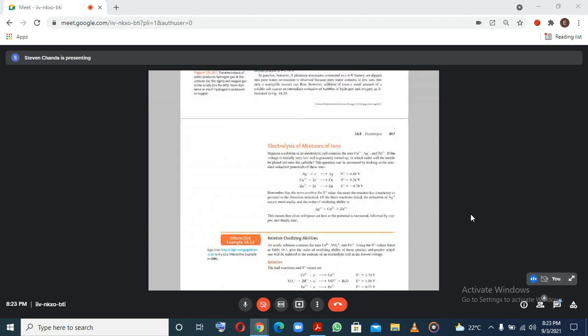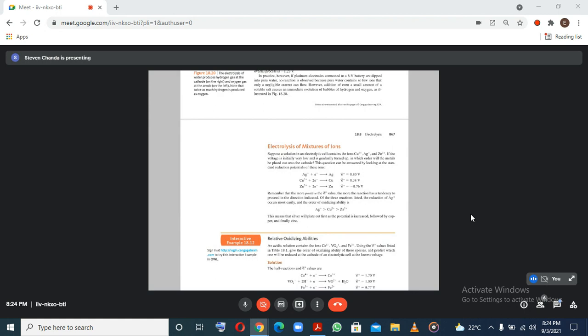Okay, let's look at it like that. So then we are looking at this particular question. An acidic solution contains the ions, so there is that one, and that one. Using the standard reduction potentials listed in table 18.1, so it's that table that we looked at some time back, give the order of oxidizing ability.